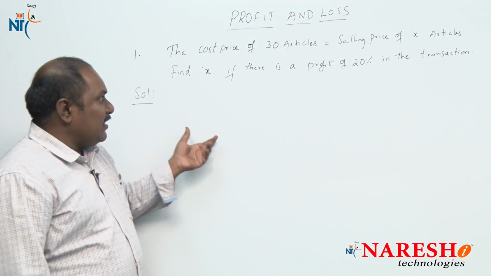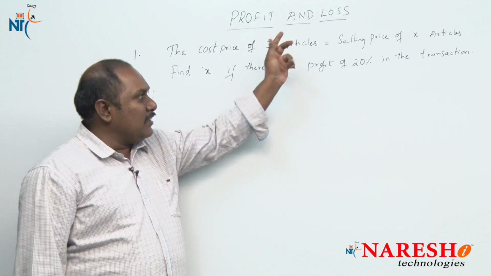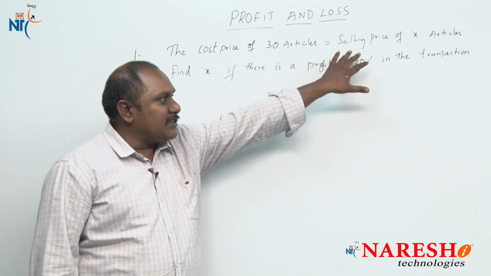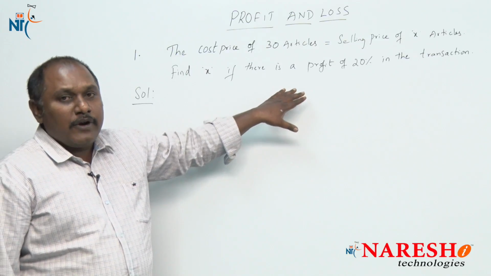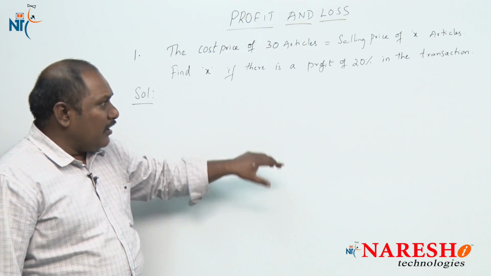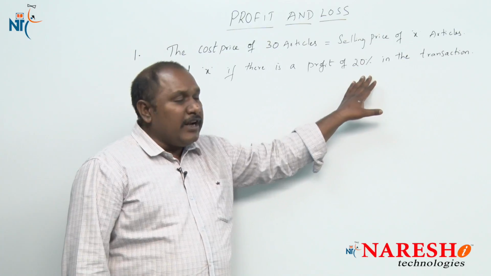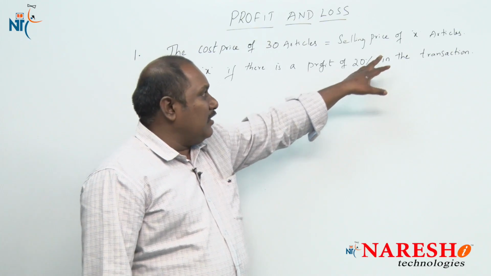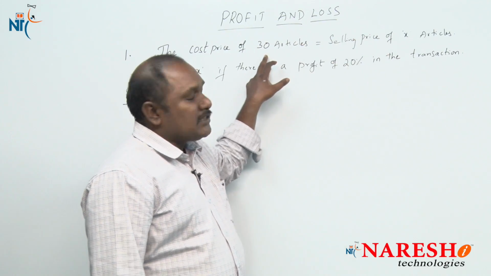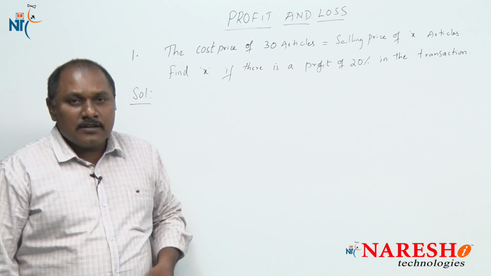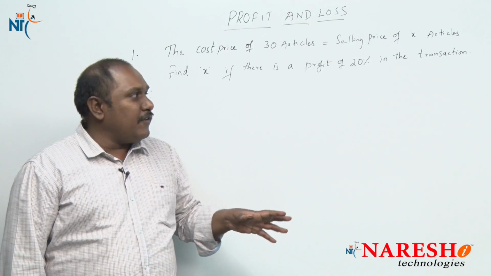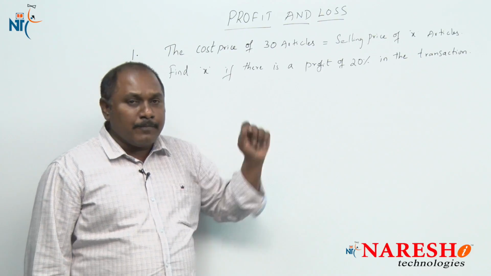Now here he is saying that the cost price of 30 articles is same as the selling price of X articles and there is a profit of 20% in the transaction. Definitely if there is a profit of 20% in the transaction, the value of X should be less than 30. Now to solve this problem we have different methods. Now let us look into the different methods of solving this particular problem.